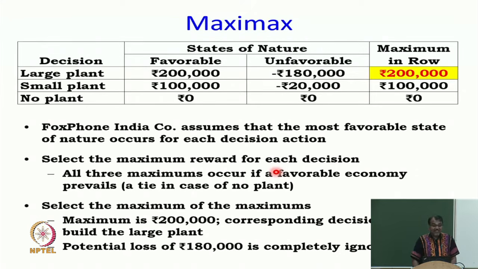Now, I know that in the best case, for large plant I will get 200, for small plant I will get 100, and for no plant I will get 0. Which one should I take? Max of these maxes. That is why it is the maxi-max criterion. And therefore, this person will make a large plant. Everybody with me?